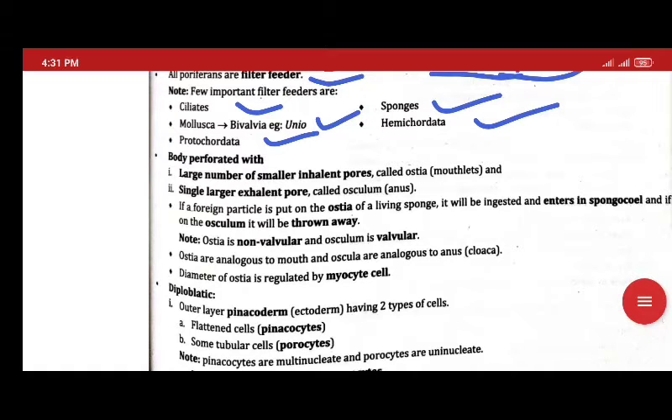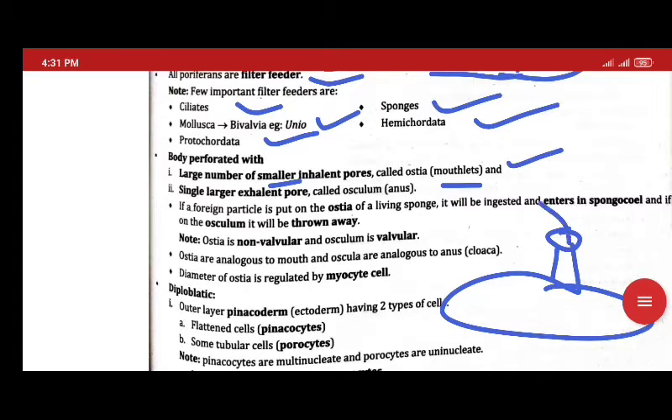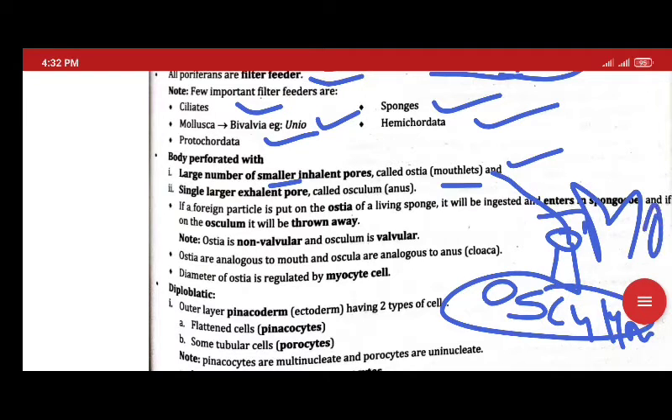Now the body is small and contains pores. A small pore is inhalant, taking water in, like a mouth. There are numerous small pores, and one big single pore. The small pores are called ostia, and the large pore is called the osculum, the out pore. This is like the mouth, and this is like the anus.